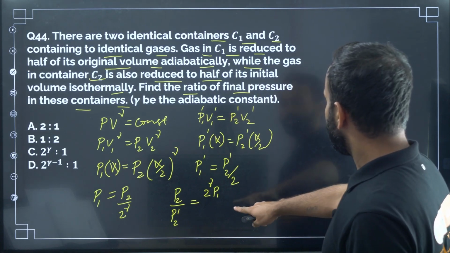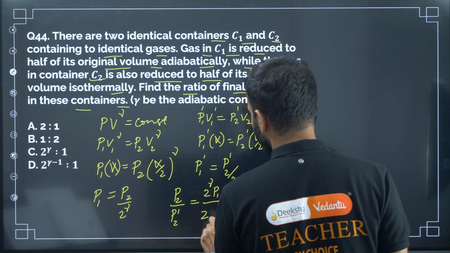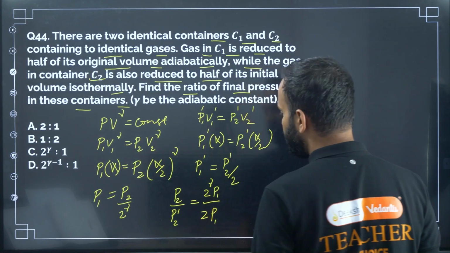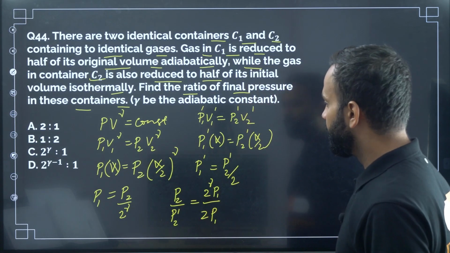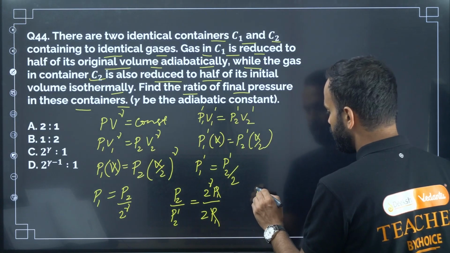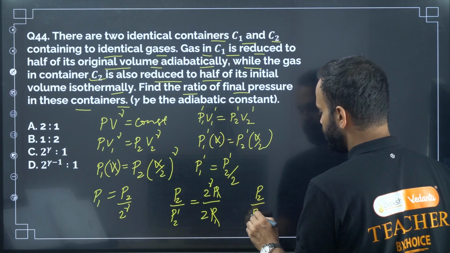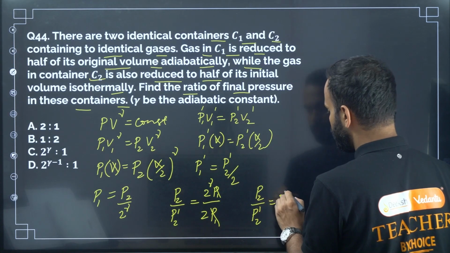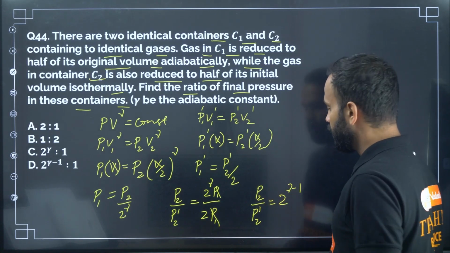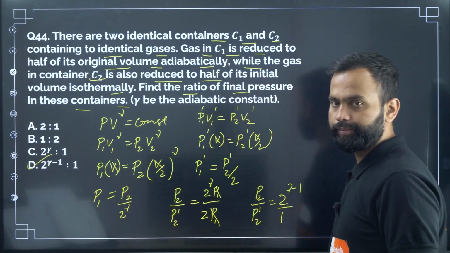So now here P2 dash is 2 into P1 dash. P1 dash is equal to P1, so P1 will get cancelled. Now the ratio of the final pressure of this container, P2 divided by P2 dash, is equal to 2 to the power gamma minus 1 is to 1. So the correct option is D.